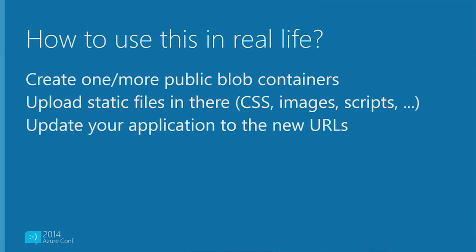So how do you use this in real life? Because obviously I've now been using the clients to upload content to this blob storage container. How would you use this in real life? Well, what you would do is simply create a new blob container, which is public, upload your static files in there, and then make sure your application is using these new URLs.